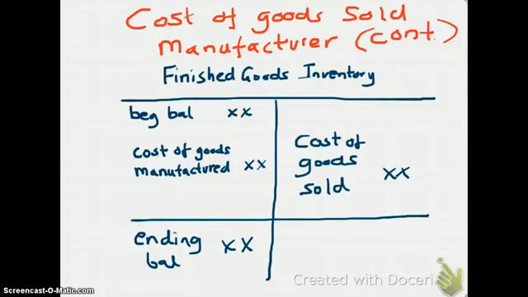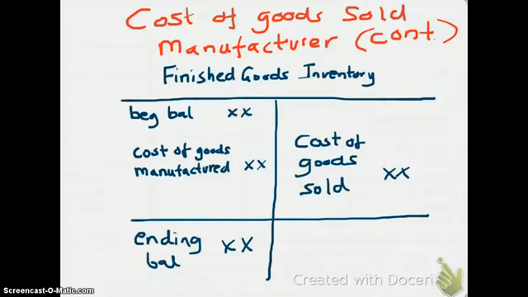for a manufacturer. The manufacturer's finished goods inventory again consists of beginning balance plus cost of goods manufactured minus cost of goods sold equals our ending balance of finished goods. So if you look at the finished goods inventory account for a manufacturer, it is what's similar to the merchandise inventory account of a merchandiser. The cost of goods manufactured is kind of like the cost of purchases for a merchandiser.